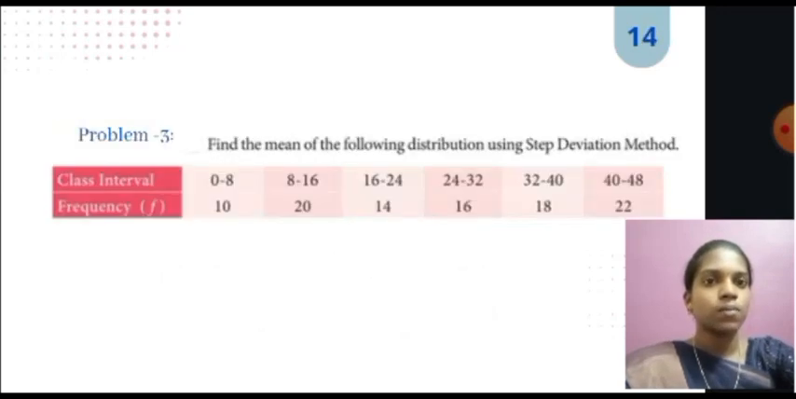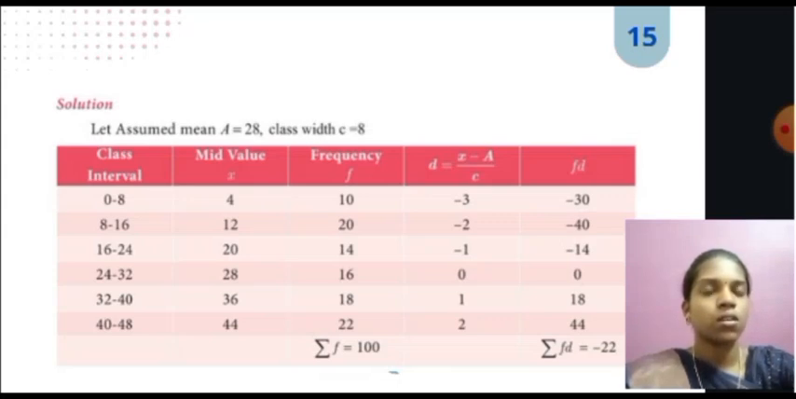Let's see the problem. Find the mean of the following distribution using step deviation method. So in this table we can see the class interval as well as frequency. Now let's see the solution. Let assume mean a equal to 28 and class width c equal to 8. In this table I have mentioned class interval, mid value, frequency, d and fd. By using these values we can find out the solution.